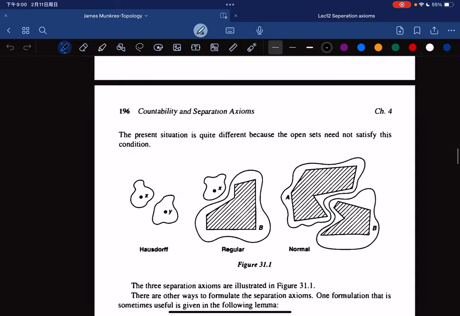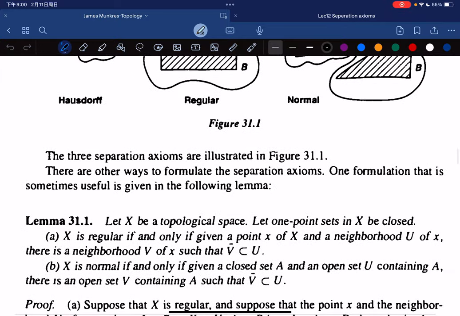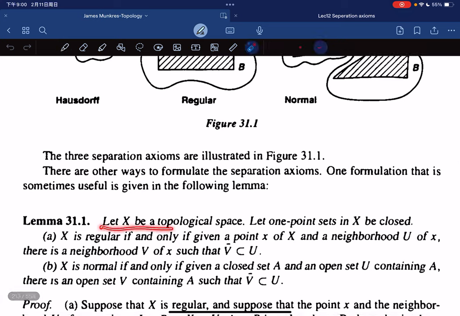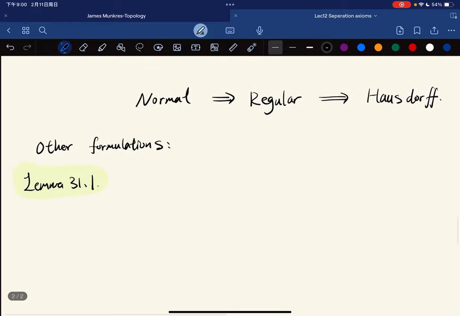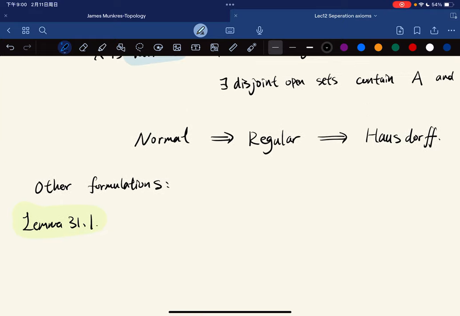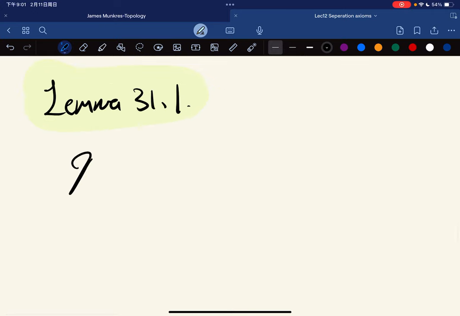So here are some equivalent formulations of regular spaces. X is a topological space and one-point sets are closed. X is regular if and only if given a point X and a neighborhood U of it, there is a neighborhood V of X such that the closure of V is in U. And a space is normal if and only if given a closed set A and an open set U containing A, there is an open set V containing A such that V bar is in U. These are just formulations of regular and normal spaces. So shall we prove it?